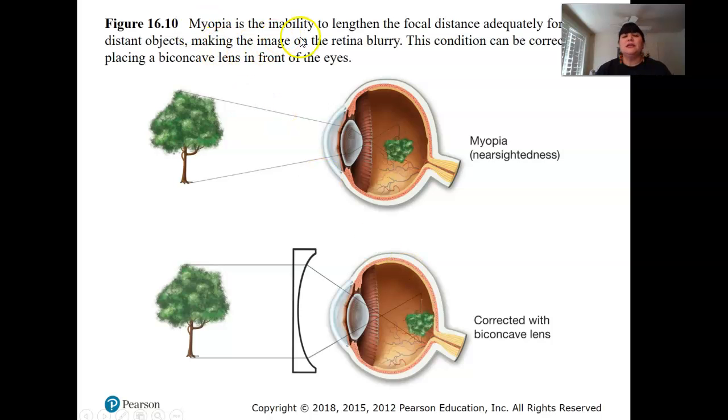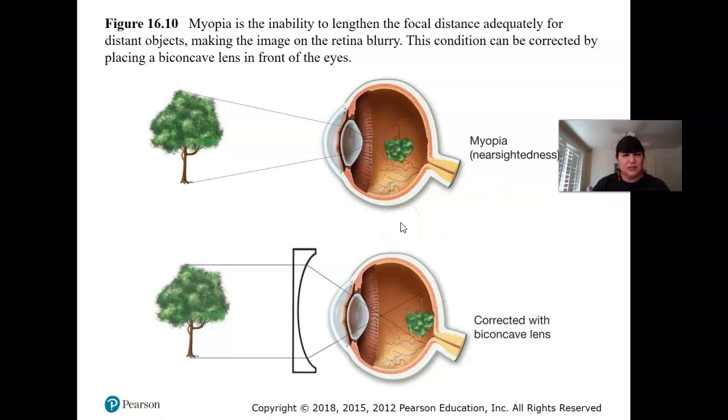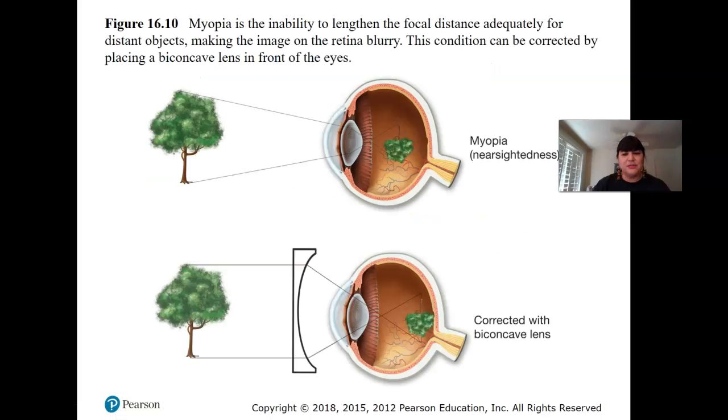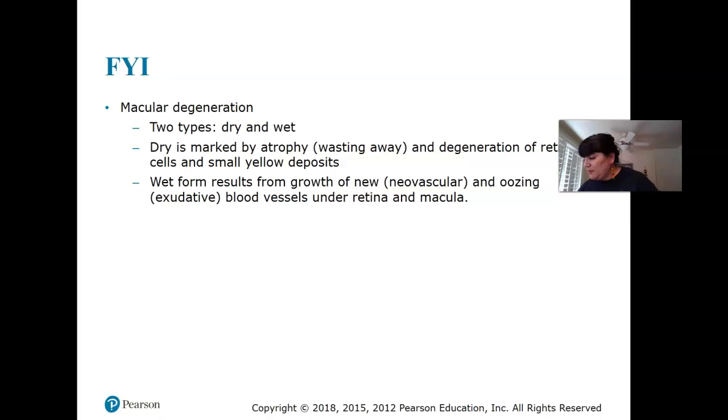So myopia is the inability to lengthen the focal distance adequately for distant objects, making the image... wait a minute. Did I do the right one? Hang on. Oh, hyperopia was that one. I'm sorry, I didn't even see that. They just changed to myopia and I wasn't even looking. So myopia, that is talking about nearsightedness. I didn't even check that when I was looking at the book. So it is the inability to lengthen focal distance adequately, making the image on the retina blurry. This condition can be corrected by placing a biconcave lens. So with myopia, we're talking about nearsightedness, okay?